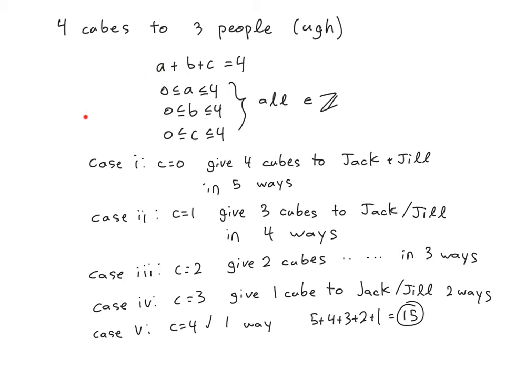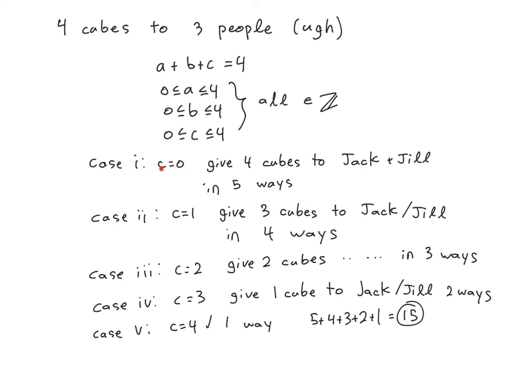Instead, let's suppose we gave Jack A Rubik's Cubes, Jill B Rubik's Cubes, and Pat C Rubik's Cubes. The total number of Rubik's Cubes we gave to each of them has to be 4, and each of them gets somewhere between 0 and 4 Rubik's Cubes. So we're counting the number of solutions to this linear equation, where the solutions have to be integers. A, B, and C all have to be non-negative integers. One way to solve this problem is to break it down into cases.